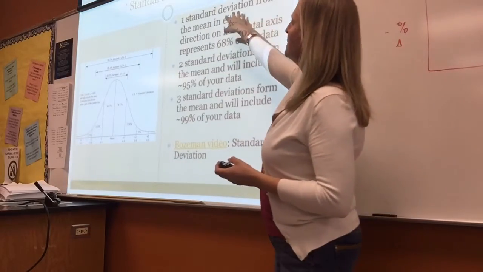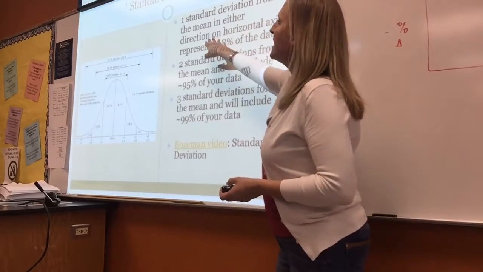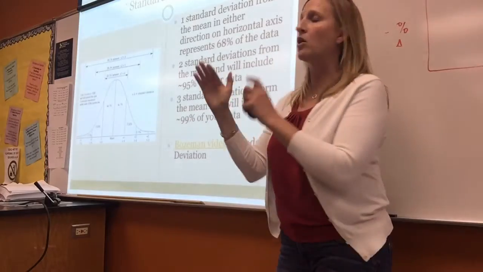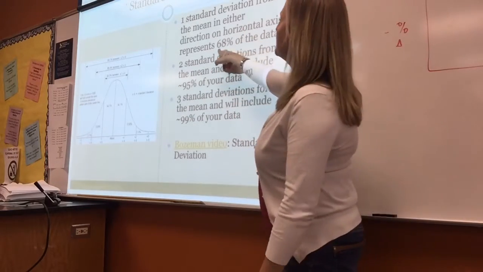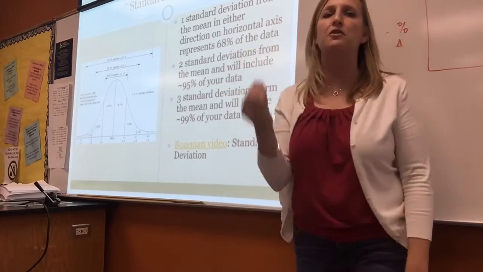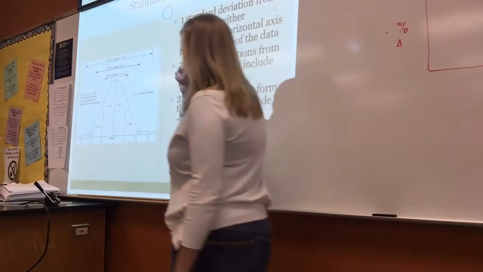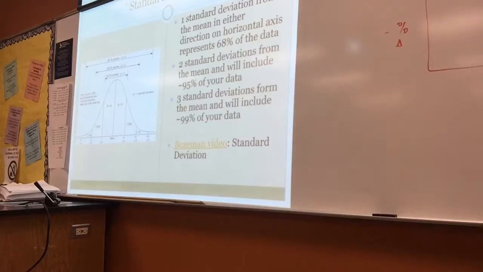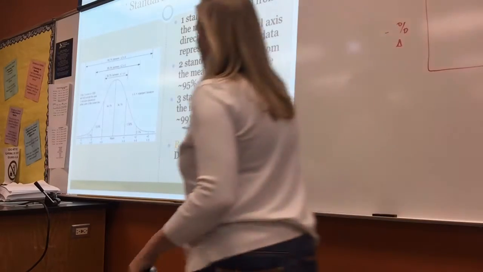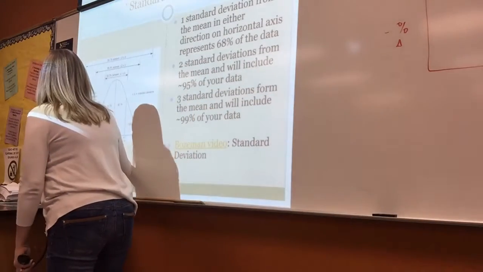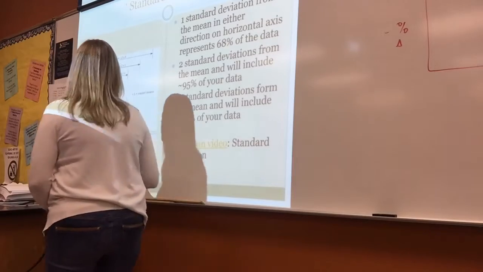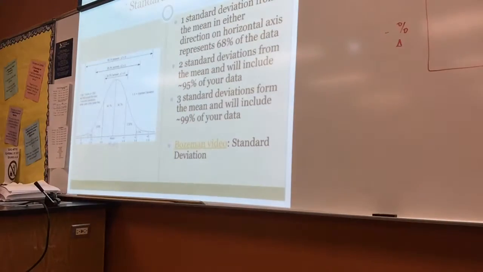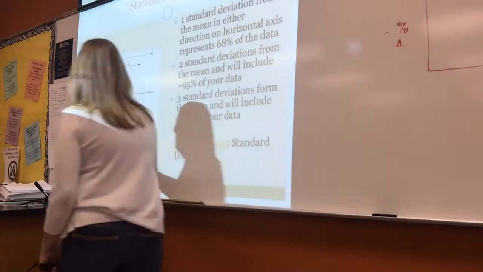One standard deviation from the mean in either direction, either below the mean or above the mean, represents 68% of your data. So if this is your mean here, in that sample the mean was 98.25. It's not very dark for video to see. 98.25, it was below the normal population.